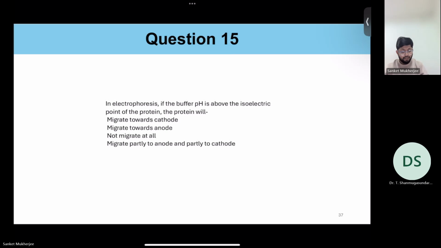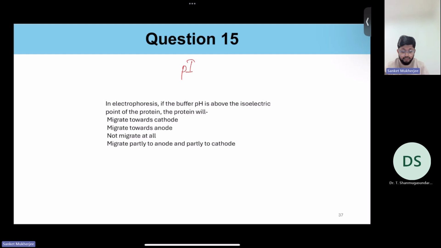Carbohydrates. In electrophoresis, if the buffer pH is above the isoelectric point, the protein will migrate towards cathode, migrate towards anode, not migrate at all, or migrate partly to anode and partly to cathode. Migrate partly to anode and partly to cathode. No, actually not.